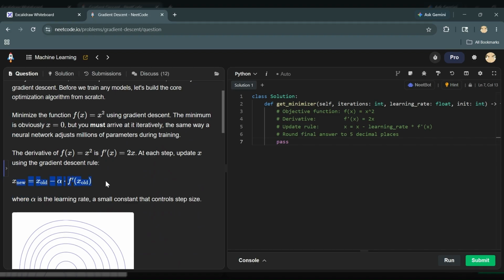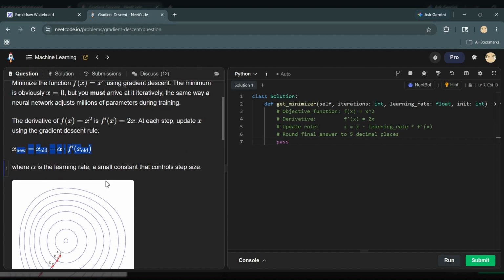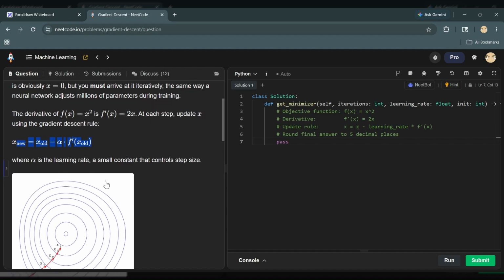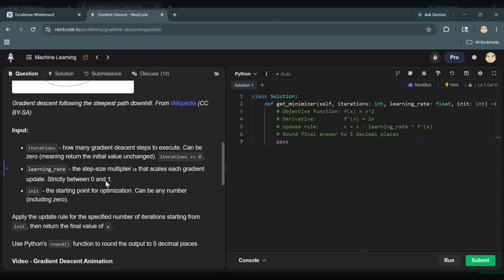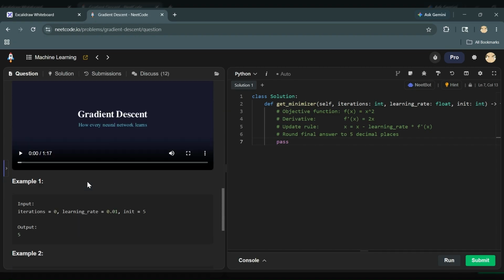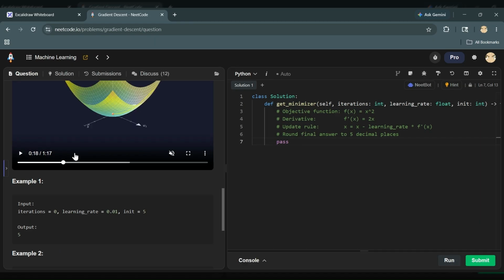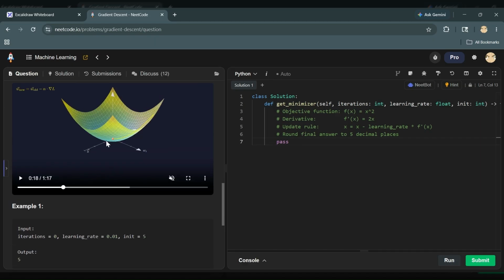The new value is equal to the old value minus alpha, where we can learn things into, I mean, multiplied by the derivative of the old value. And here we can find a good example for this. See, that's how it looks in a 3D representation.